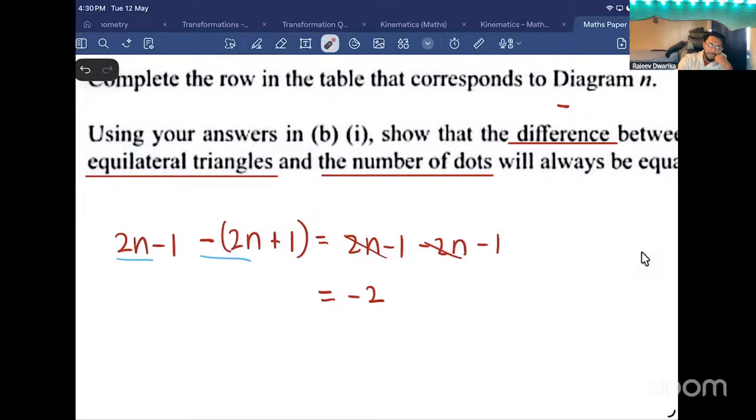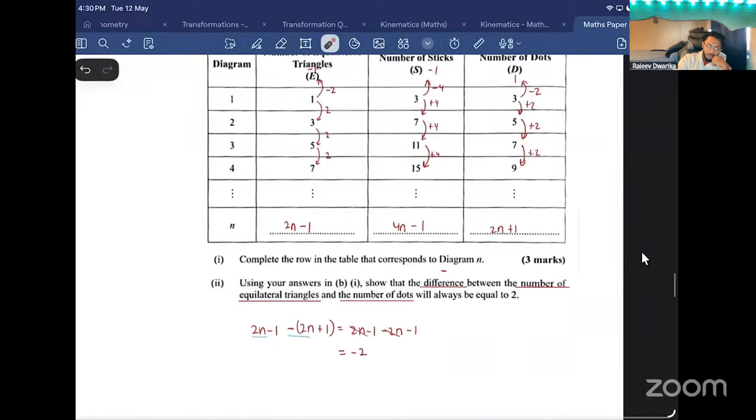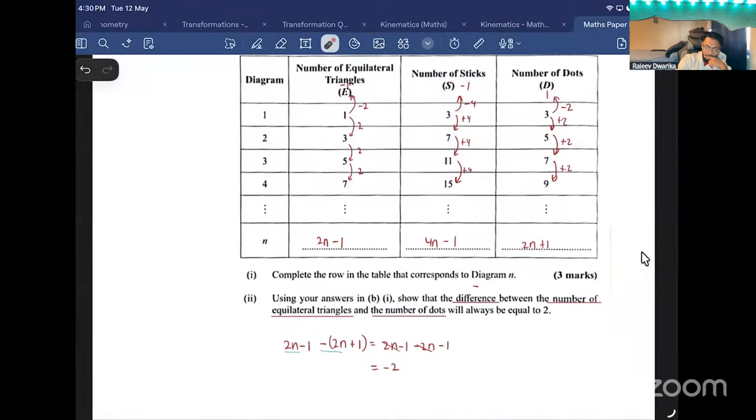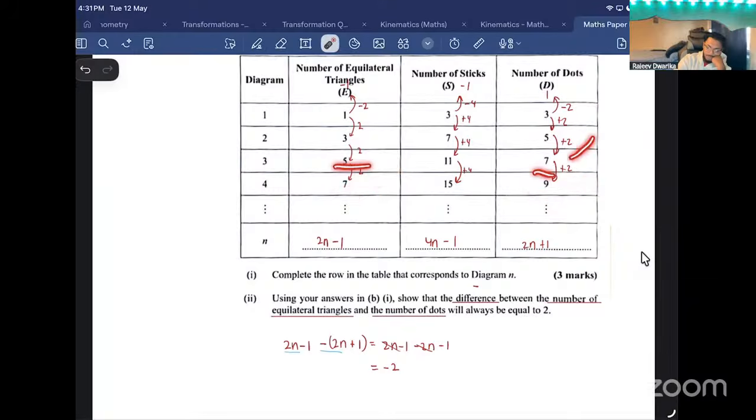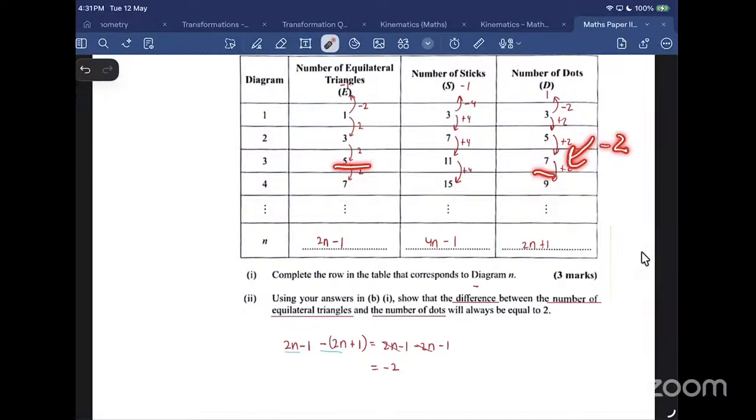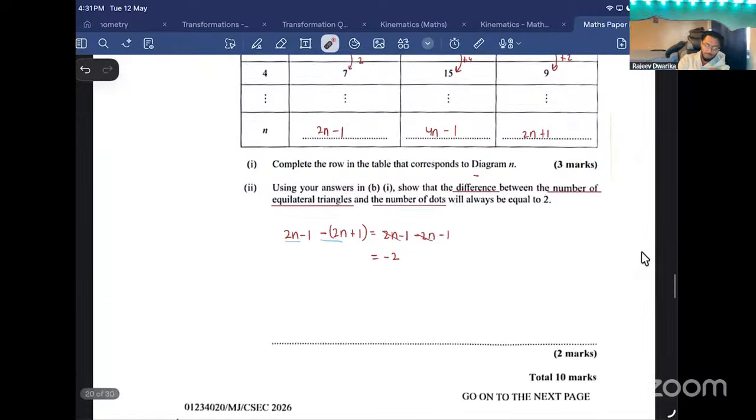So say for instance, let me explain. I could literally see it. Watch, 7 and 9. What's the difference? 2. Right. 9 minus 2 is 7. Watch, 7 minus 2 is 5. So there'll always be a difference of 2. That's the proof. The minus 2.